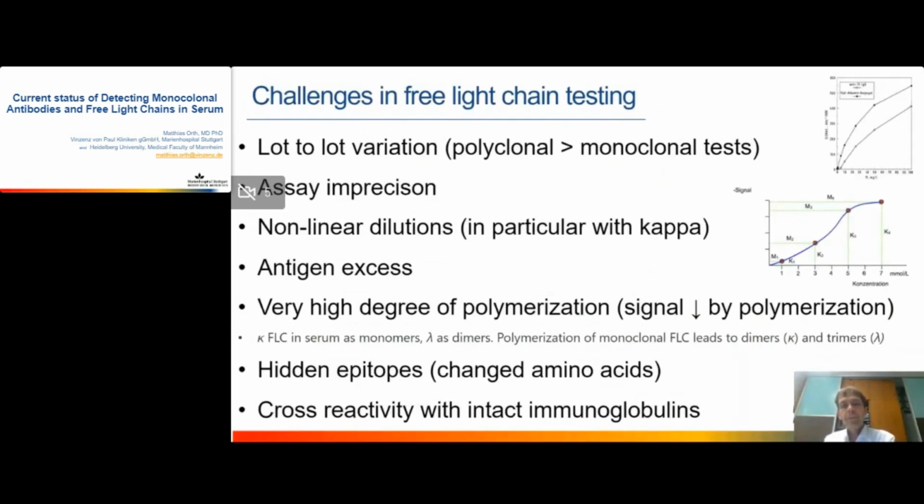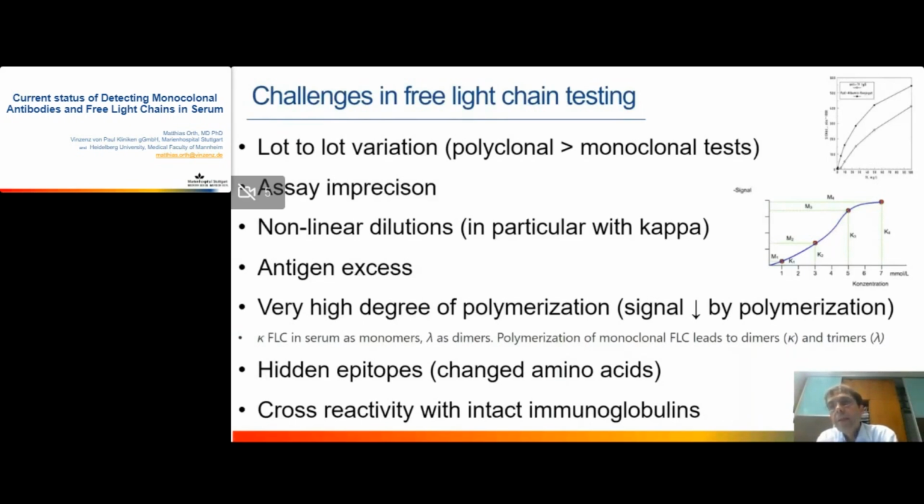I will start with the middle. Is this very high degree of polymerization? We have also seen the issues in kappa and lambda with dimers and monomers, and if we have abnormal proteins, we can have trimers and pentamers and so on. It's nearly impossible to predict the signal in nephelometry or turbidimetry when you have a dimerized or polymerized protein compared to a monomer.